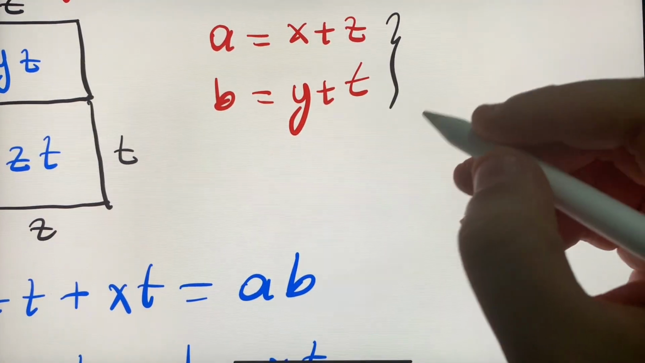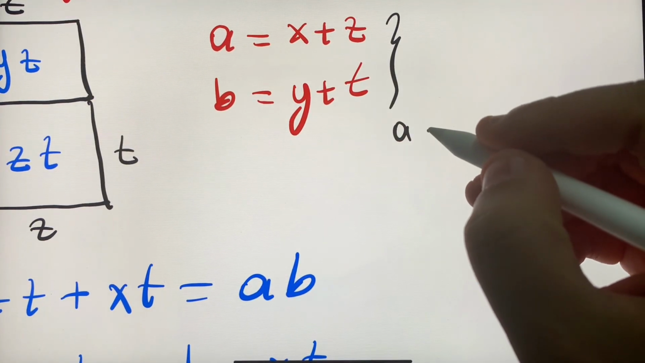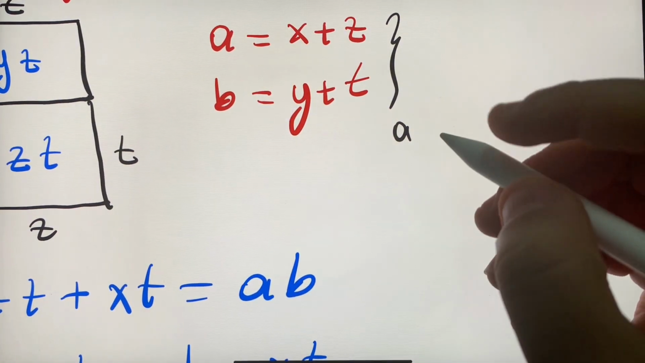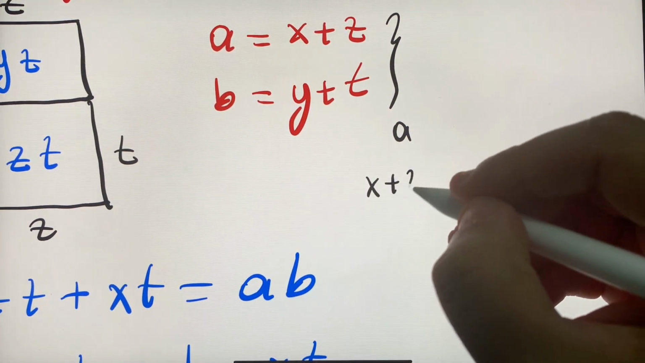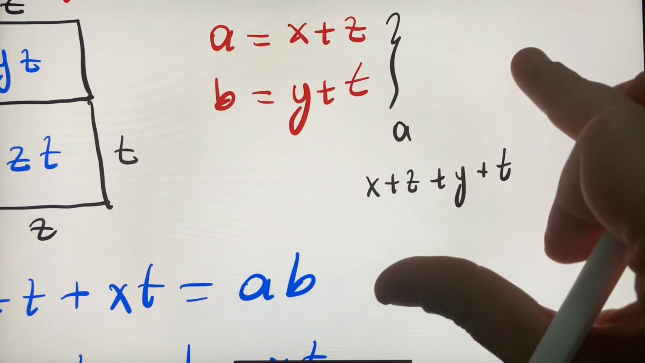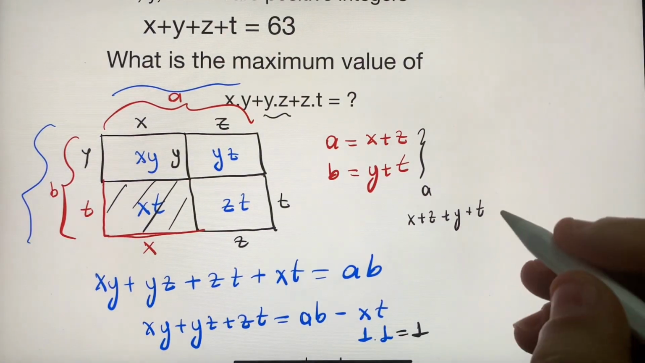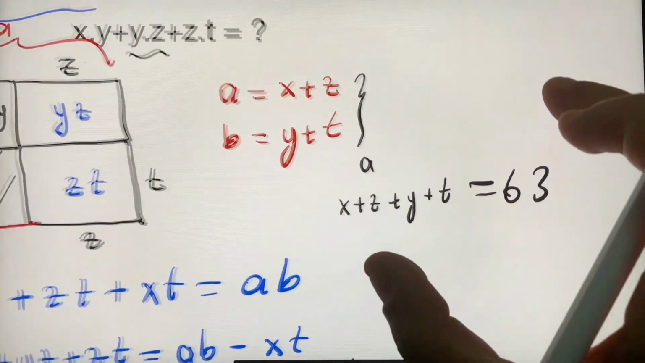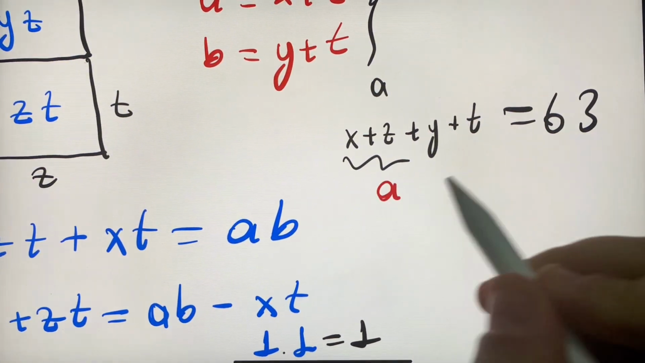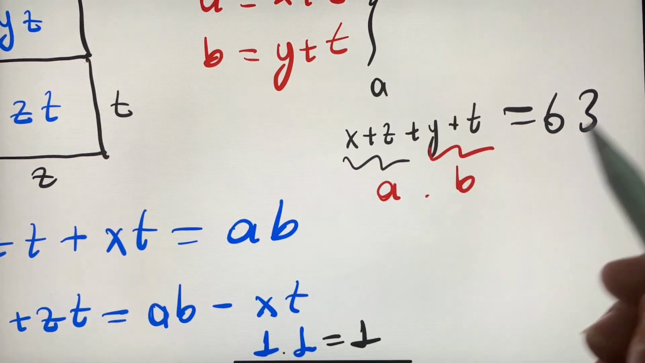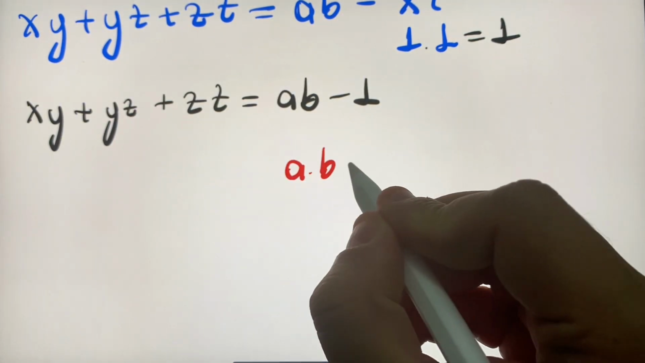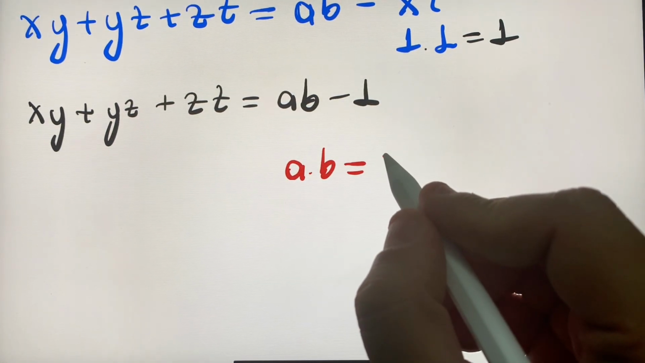If I want to write it better, the expression we call A is x plus z, and the expression we call B is y plus t, so we can switch to multiples. If we think about x plus z plus y plus t, the expression we call A plus B, if you pay attention, was originally given to us as 63. Look at the expression I call A times B. A plus B is equal to 63.